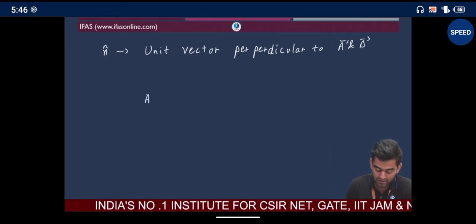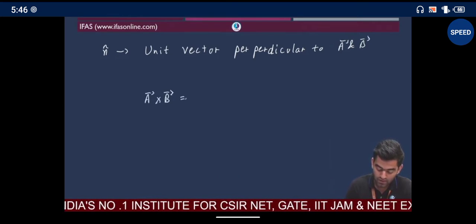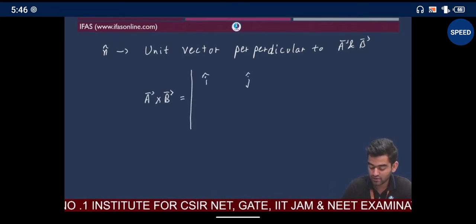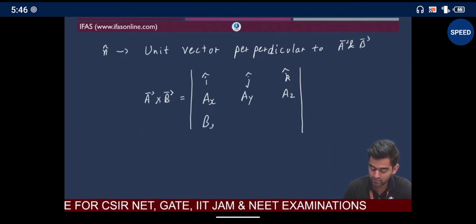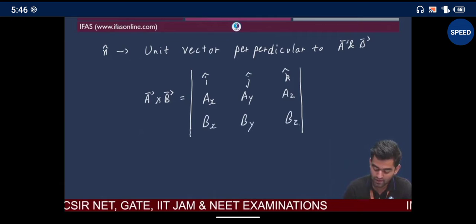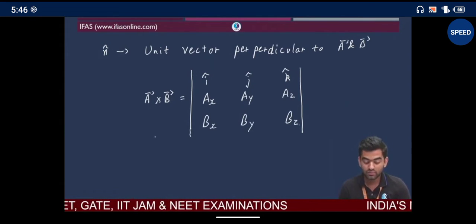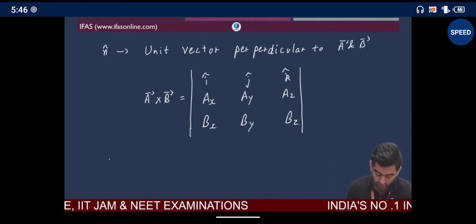Now this A cross B vector is usually represented in this manner: I cap, J cap, K cap, AX, AY, AZ, BX, BY, and BZ. By solving this matrix, you will get the cross product of these two vectors. Let me solve for this. You don't have to remember this, I'm just telling you how to solve.